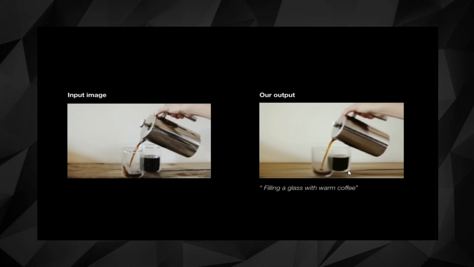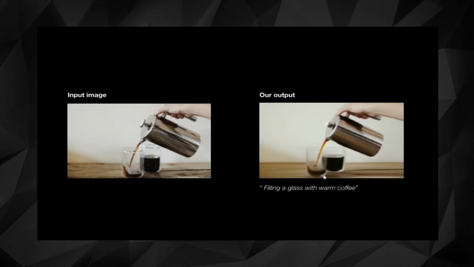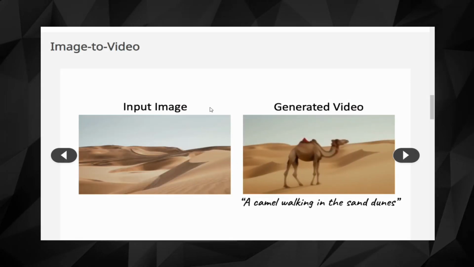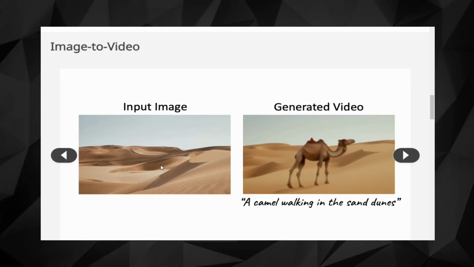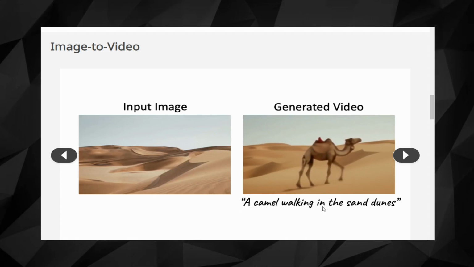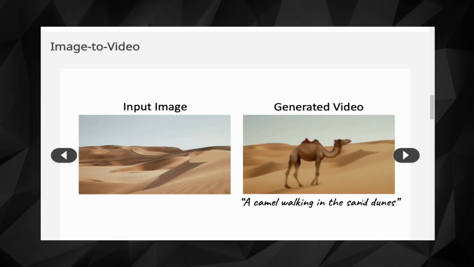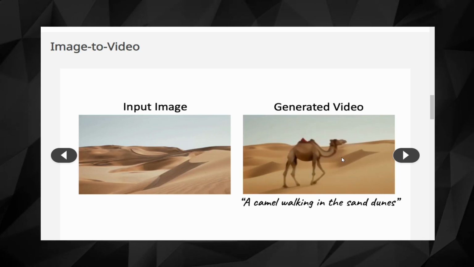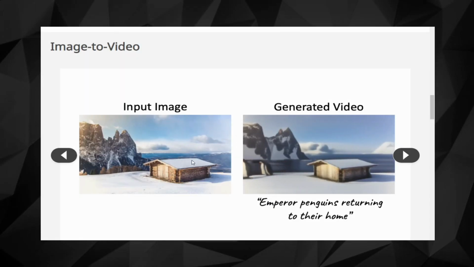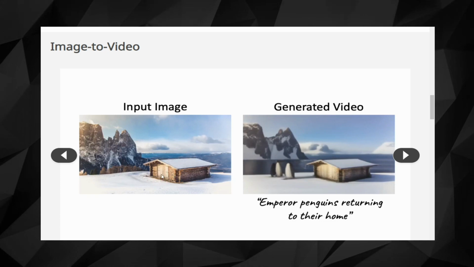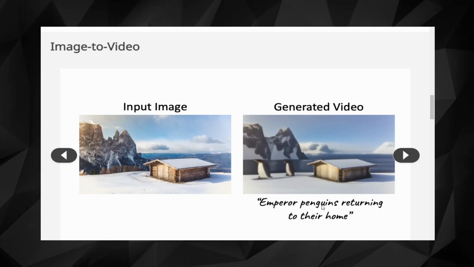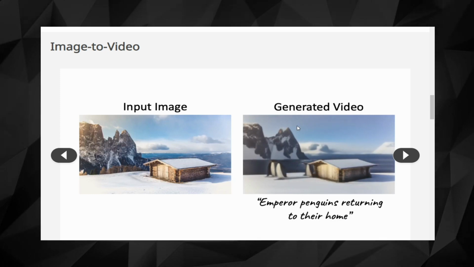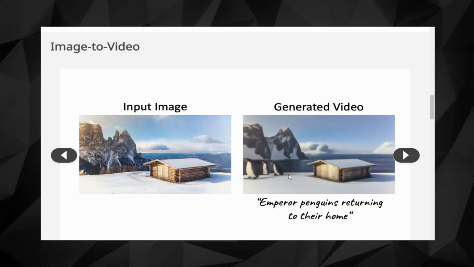Alternatively, Dreamix can also add objects to an existing image based on the provided prompt. Like in this case, where we provide a picture of a desert and input the prompt, a camel walking in the sand dunes. Notice how the result on the right meets the requirement of our prompt. Here, we input an image of a house in a place that looks like Antarctica with the prompt, Emperor penguins returning to their homes, and the outcome is just as impressive as the previous demonstrations.